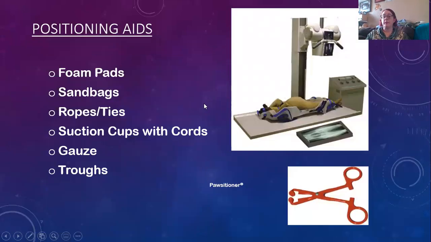Positioning aids are always a good thing to use. We have foam pads, sandbags, ropes, ties, suction cups, cords, gauze, and troughs to help us take a good image. There is a little scruffer for a cat that can be used as well. The positioner is a really fancy trough where we can hook in the limbs.